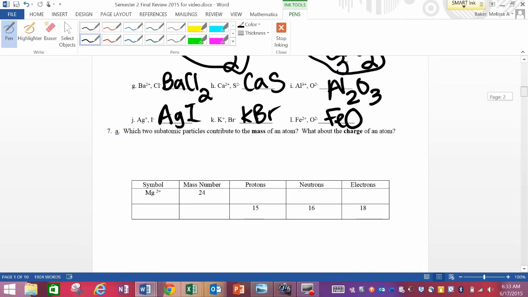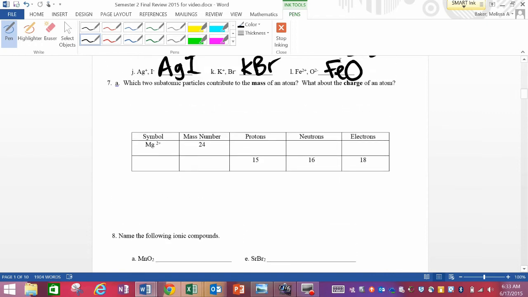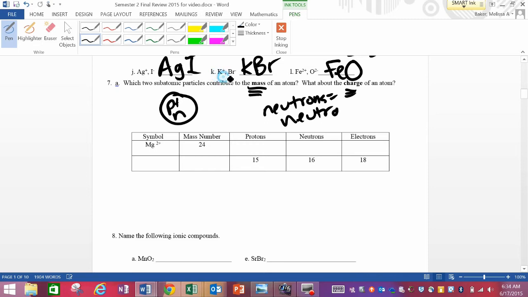Alright, number 7. Which 2 subatomic particles contribute to the mass of the atom? You may remember that only the nucleus really contributes to the mass, and the nucleus is made of protons and neutrons. So those are the only 2 things that contribute to the mass. Now, how about the charge? Well, neutrons, just like they sound, are neutral. That means they have no charge. And you can remember P and P, protons are positive, and therefore electrons are negative. That's going to help us out with this bottom part here.